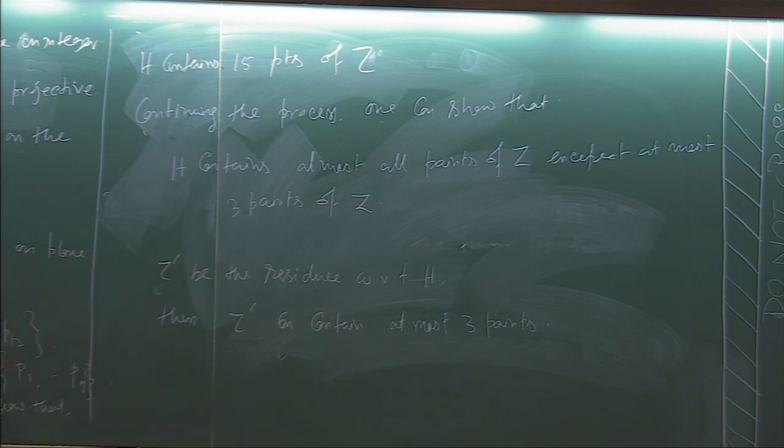So Z is contained in a hyperplane. From here it is easy to see that this is a section. If Z is contained in a hyperplane, then this is non-zero, and therefore H0 of E is non-zero. So that is the contradiction. Okay, I stop here.